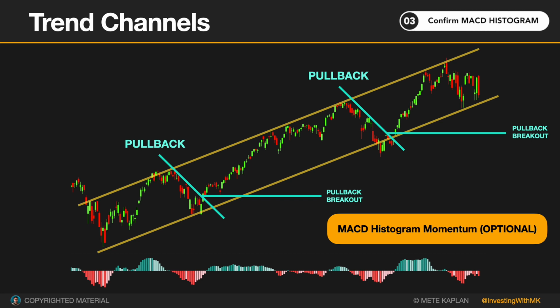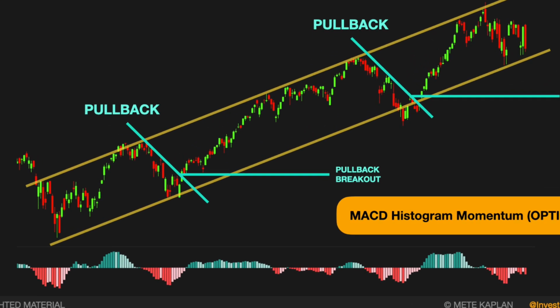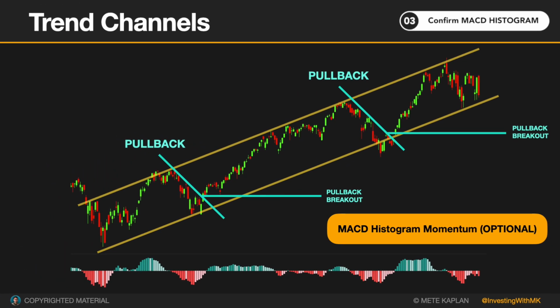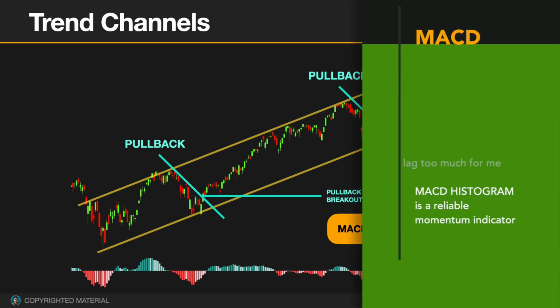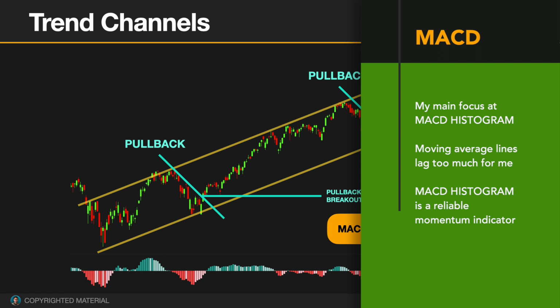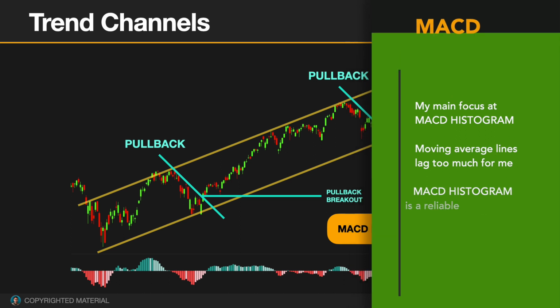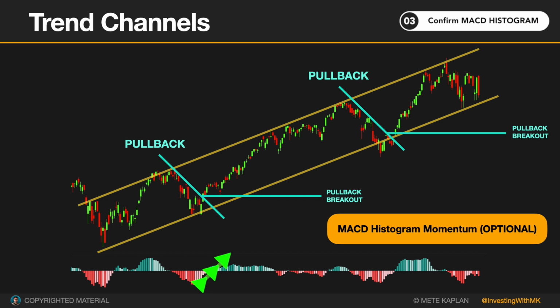At the bottom, you can see the Mete histogram. Again, this is optional, but I like looking for momentum before entering a trade. First of all, I do not use crossovers and moving averages to trade with Mete, because they are lagging too much for me. Mete histogram is still based on moving averages, but the histogram gives a great signal about momentum, much faster than moving average lines. Okay, as you can see, you can confirm the end of pullbacks and an upward momentum in the Mete histogram. This gives me an extra layer of comfort.